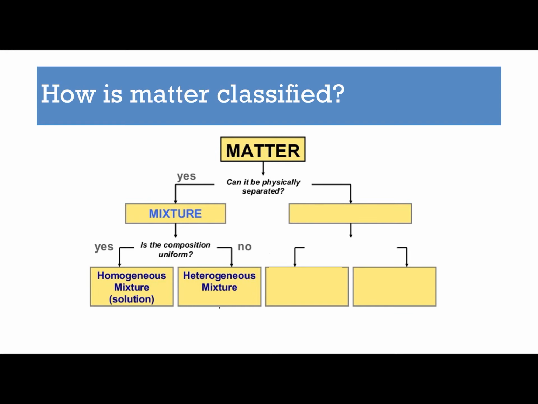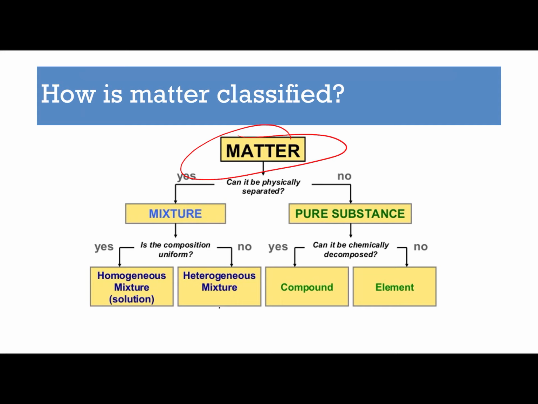So if we go back up to the top and ask ourselves, let's go on the other side of the flowchart, can the piece of matter be separated physically? If we answer no, that means it is a pure substance. And then if that pure substance can be chemically decomposed, if the answer is yes, it's a compound. And if the answer is no, it is an element. So basically when we're looking at matter, we're saying, is it made of multiple stuff or is it one type of thing? So you can say this is many things and this is one thing.